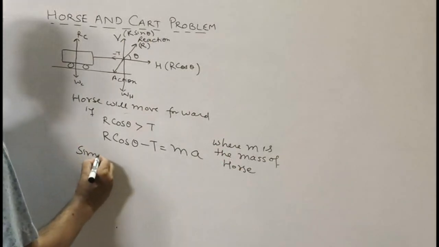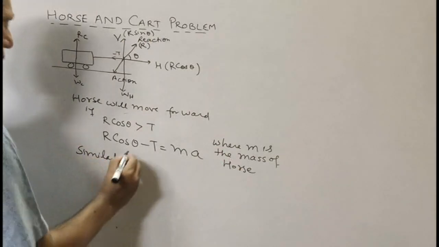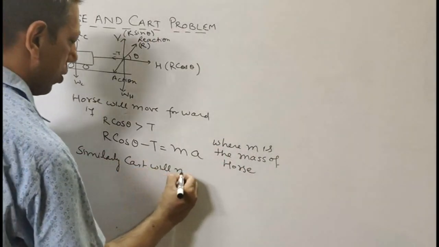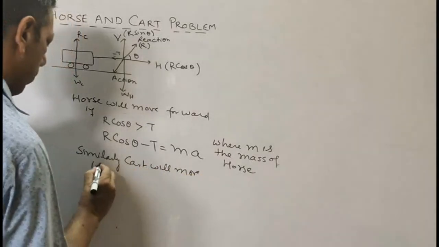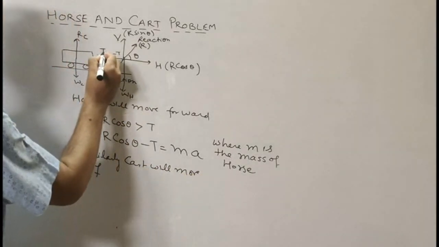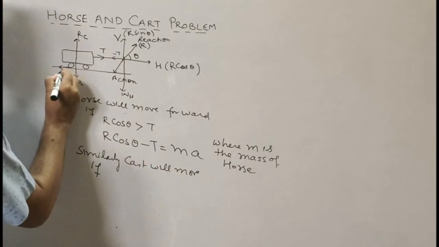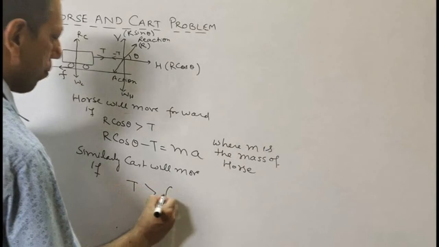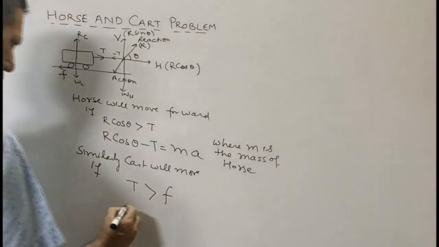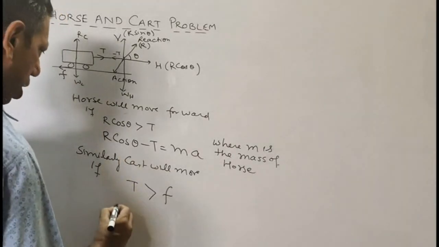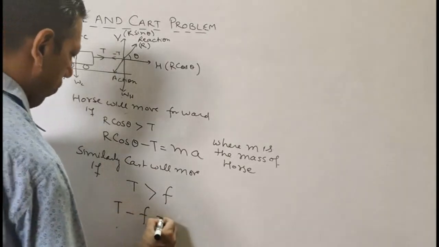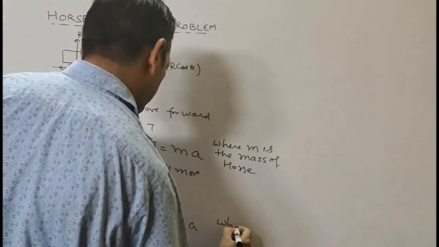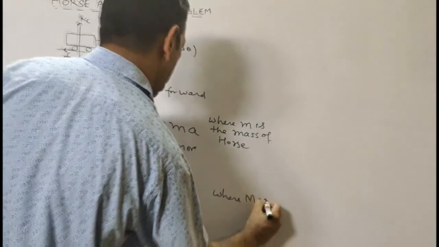Similarly, the cart will move if the tension is T, small f is the frictional force, and T is greater than small f. The net force on the cart, that is T minus small f, is equal to capital M A, where capital M is the mass of the cart.